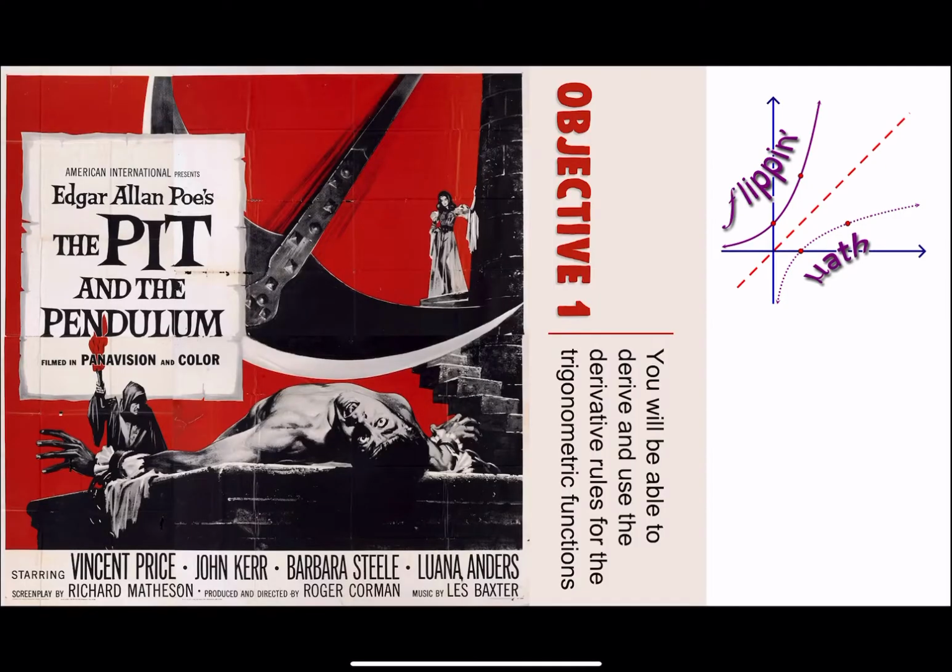Speaking of trig functions, if you take a look at this image here for our objective, you've got a movie poster for the screen adaptation of Edgar Allan Poe's The Pit and the Pendulum. If you don't know anything about this, the pendulum swings backwards and forwards and it lowers at the same time, little by little, and then, of course, cuts this guy in half. This guy's not having a good time. You can see it by the look in his eyes. Anyway, I chose that image because a pendulum, as it swings backwards and forwards, is an example of simple harmonic motion, which can be modeled by sines and cosines.